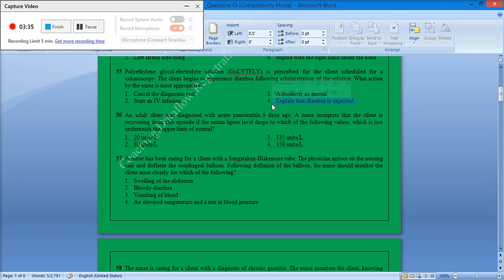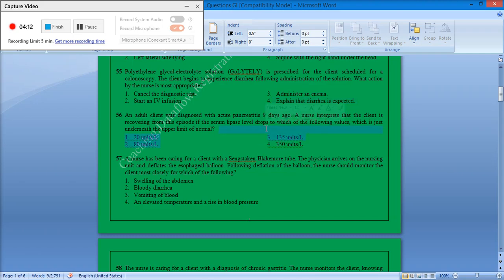56. An adult client was diagnosed with acute pancreatitis 9 days ago. The nurse interprets that the client is recovering from this episode if the serum lipase level drops to which of the following values, which is just underneath the upper limit of normal? 1. 20 units per L. 2. 80 units per L. 3. 135 units per L. 4. 350 units per L. The correct answer is 3. 135 units per L.